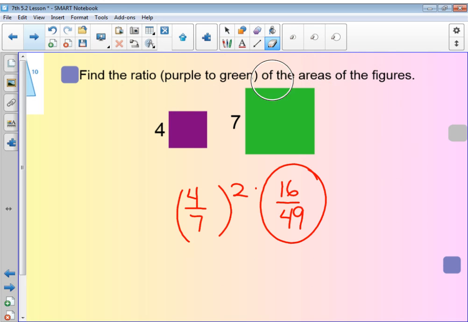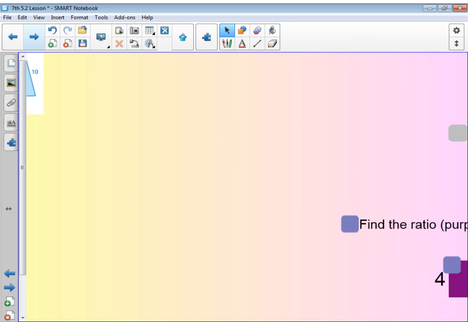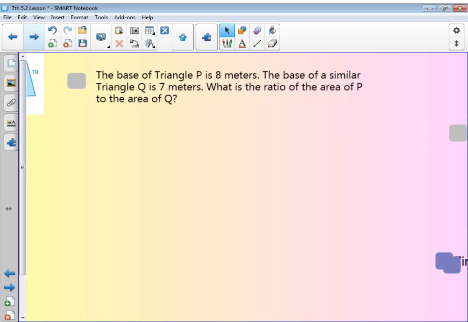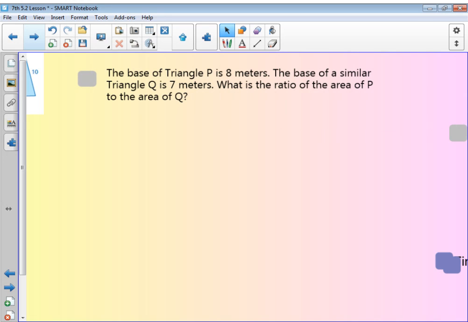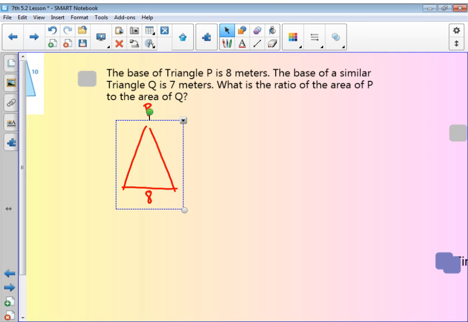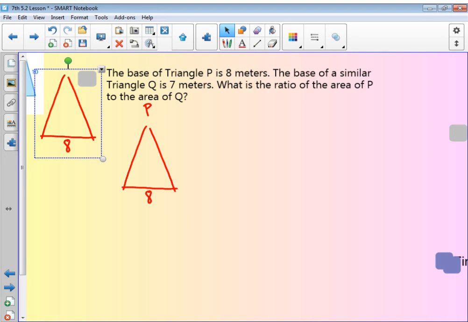Okay, so that's where they give us figures. They're giving us some pictures. Sometimes they're going to give us words. And if you are somebody like me, with the words, I sometimes have to draw just a brief picture. It says the base of a triangle P is 8 meters. So it doesn't matter the shape of the triangle, it's a triangle. So we'll just do this. So the base, this is my base, is 8 meters. And this was triangle P, not that I have to label that. It says the base of a similar triangle Q is 7 meters. So we have another triangle that looks similar to this. So I'm just going to copy this so that it actually is similar.